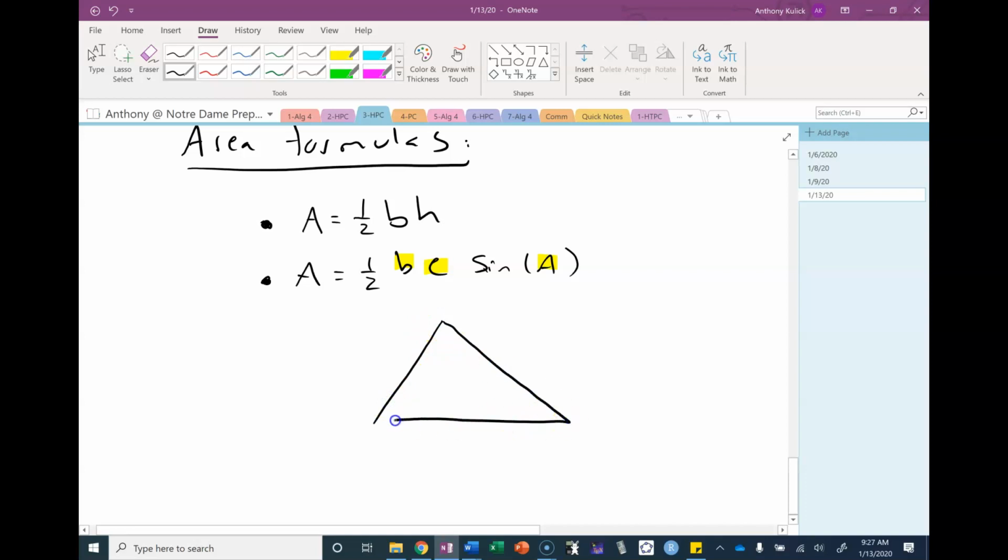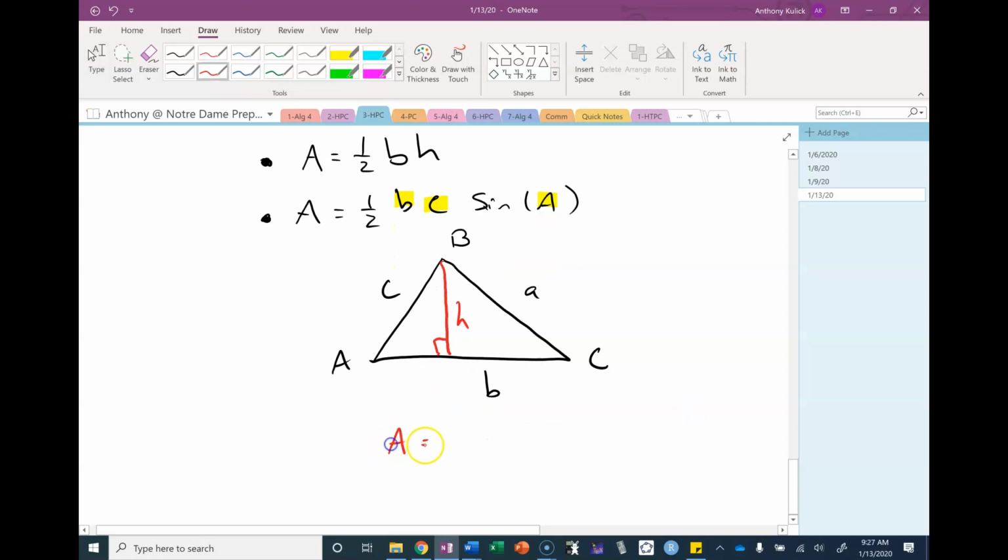So to derive this formula, what I'm going to do is I'm just going to draw in the height here. And I know that I'm going to use side B as the base. That'll serve double duty there, because remember, the height intersects the base at a 90-degree angle. So I have this, right? What I need to do, though, is find a way to rewrite H.